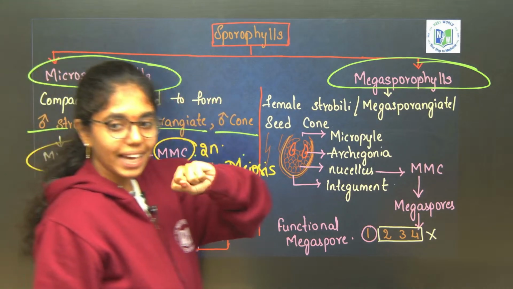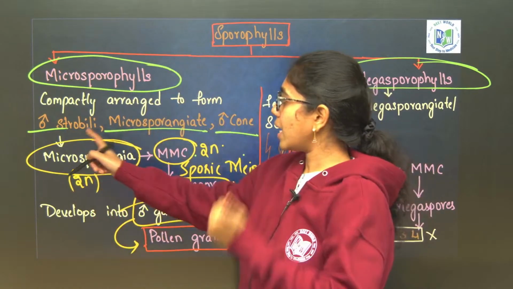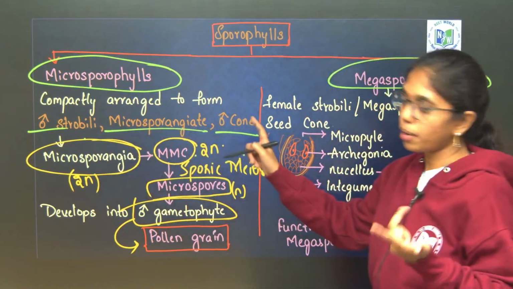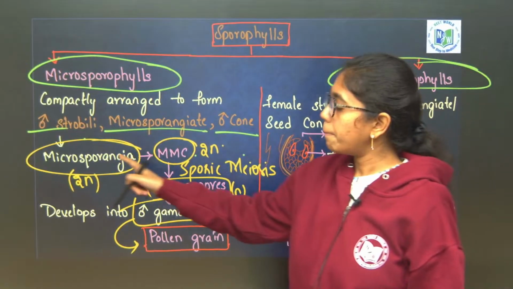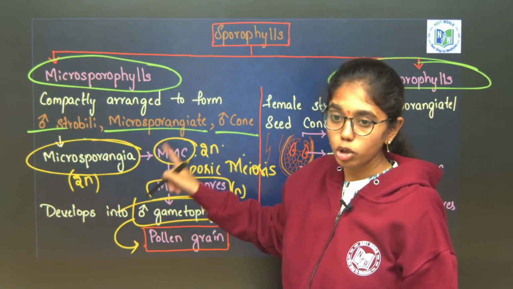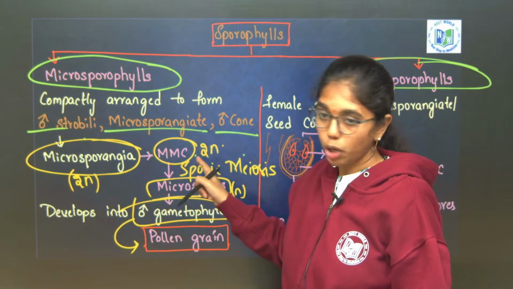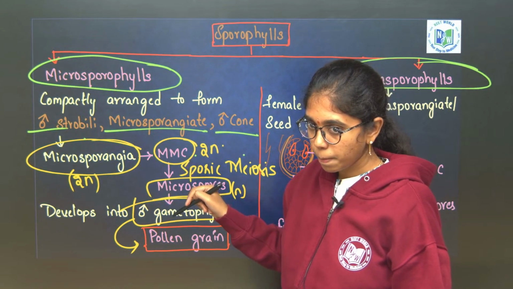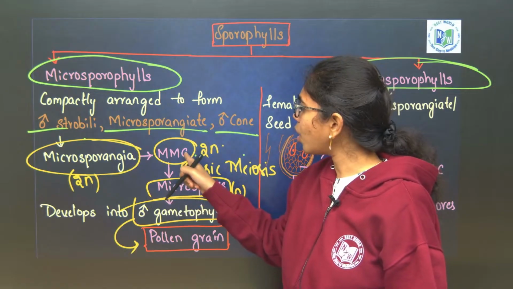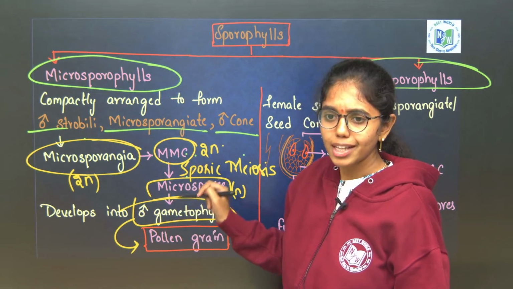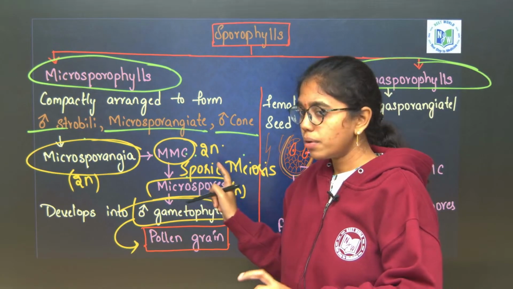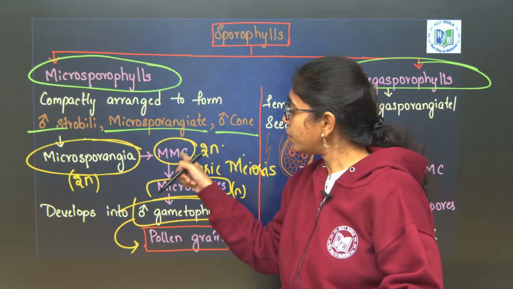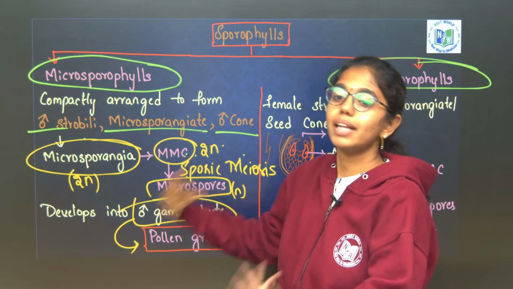Microsporophylls, the compactly arranged structure in this, are what? Male strobili, microsporangiate or male cone. They will bear what? Microsporangia or microspore mother cell, which is diploid. The difference between sporic meiosis and regular meiosis? Nothing like that. Here spore is undergoing meiosis, so it is called sporic meiosis. No difference. The cell which is undergoing the meiosis, based on that the name is given.